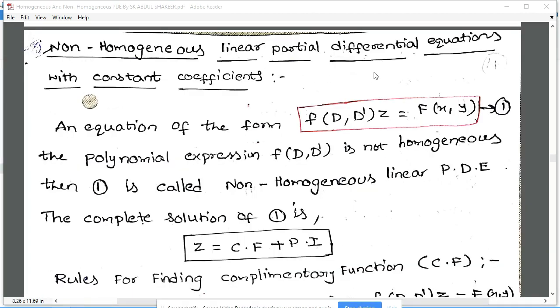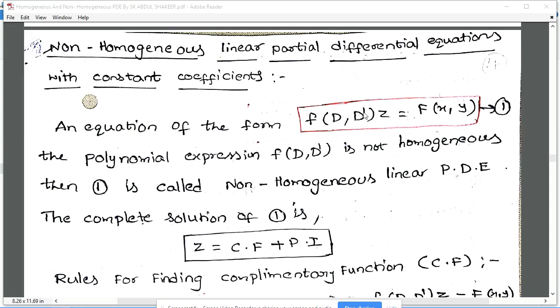Non-homogeneous linear partial differential equations with constant coefficients. Definition: an equation of the form f(D, D') z equal to f(x, y). The left hand side expression is in terms of D, D', and the right hand side will be in terms of x, y. z is a dependent variable, x, y are two independent variables.